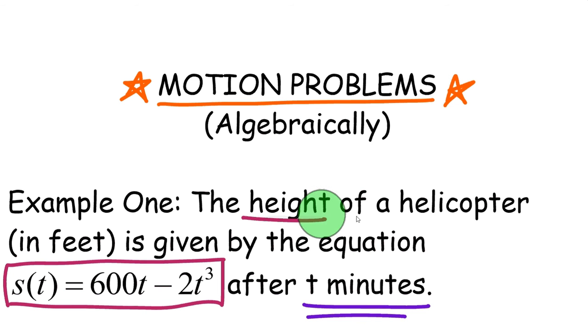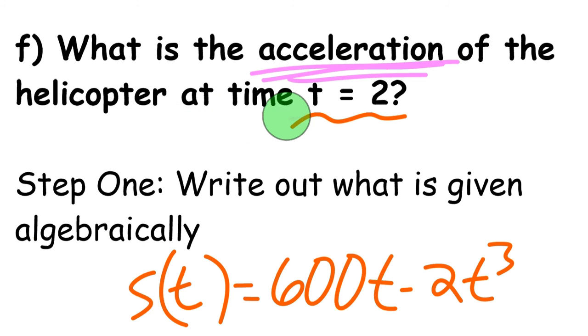The height of a helicopter in feet is given by the following equation. S of t equals 600t minus 2t cubed after t minutes. For this question, we want to ask what is the acceleration of the helicopter at time t equals 2. So we haven't asked about acceleration yet. We're going to go ahead and do it, and you're going to find it's going to be really easy.